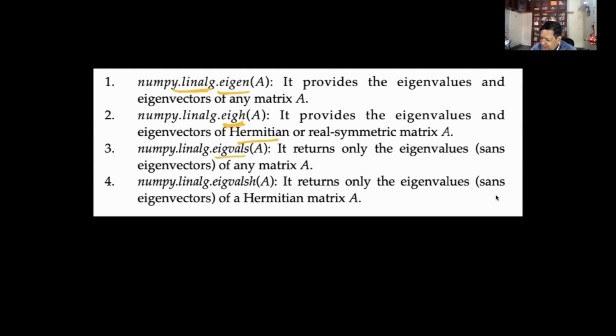Eig, which I'm going to show you, gives you both eigenvalues and eigenvectors. But eigvals gives you eigenvalues only. Eigvalsh will give you eigenvalues for a Hermitian matrix. We have these functions, and there are some more which you can look at in the manual, but we deal with only these in this course.